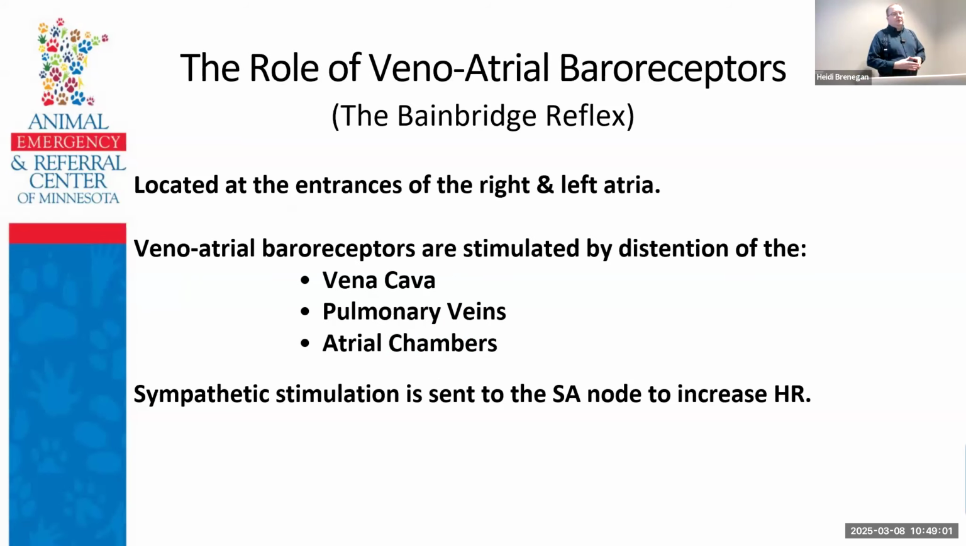There are also venoatrial baroreceptors. These are stretch receptors on the incoming side of the heart. They're located on the vena cava and the pulmonary veins and at the opening of the atrial chambers. So when those are stimulated, they send sympathetic stimulation to the SA node. So they increase the heart rate.